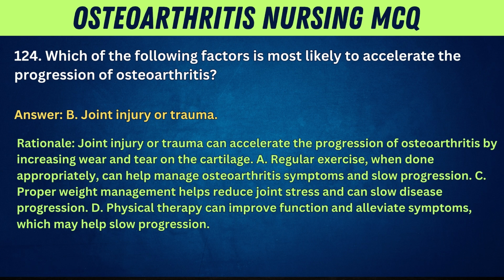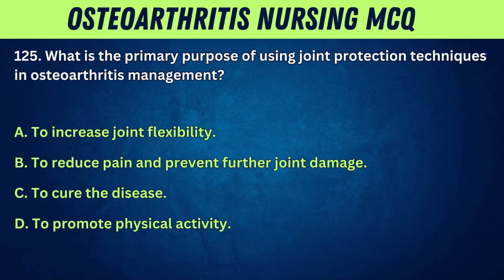A. Regular exercise, when done appropriately, can help manage osteoarthritis symptoms and slow progression. C. Proper weight management helps reduce joint stress and can slow disease progression. D. Physical therapy can improve function and alleviate symptoms, which may help slow progression.